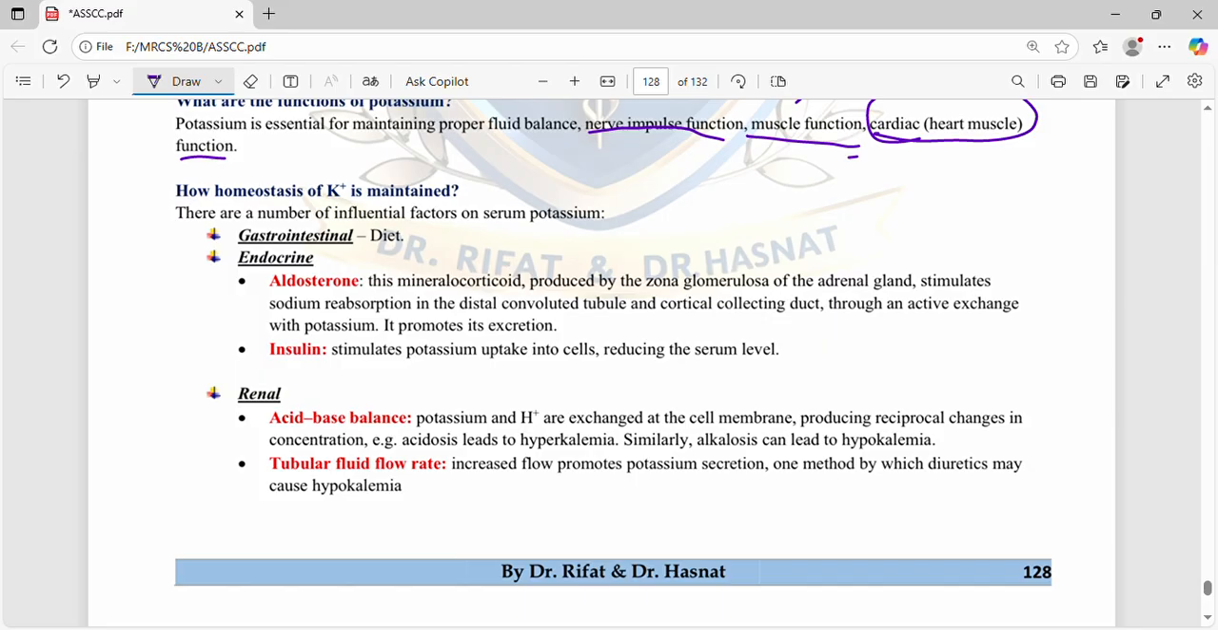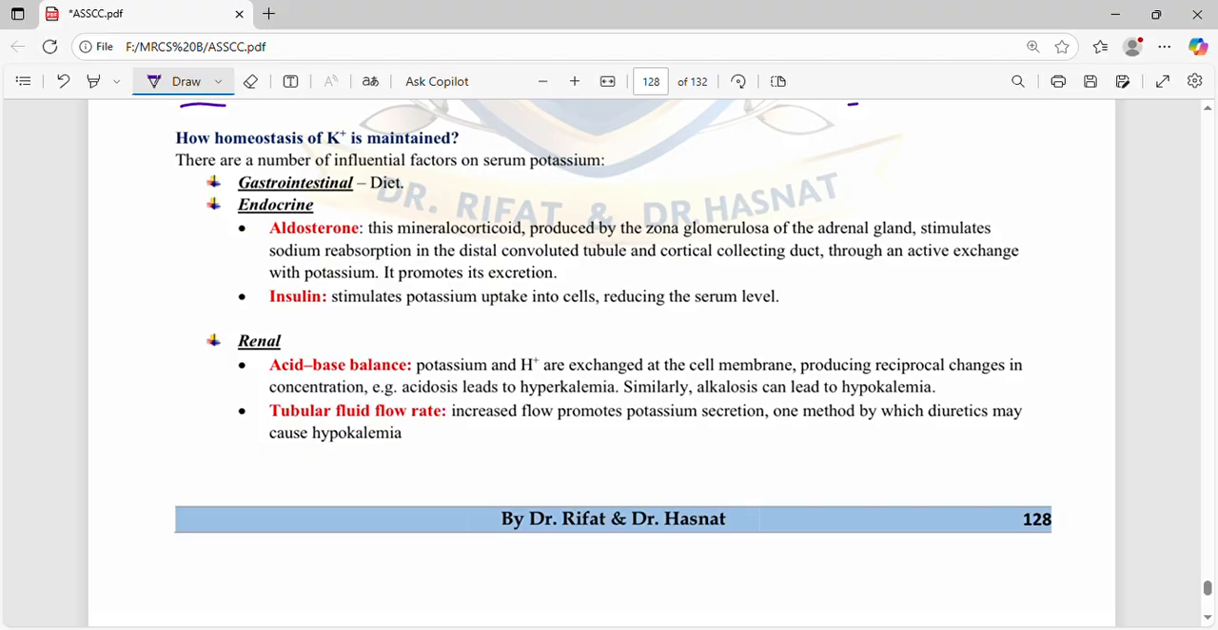There are a number of influential factors on serum potassium. Gastrointestinal: diet can also, like the Tetra Pak juices and bananas, they have a lot of potassium. So in CKD patients you have to be very careful. Endocrine: aldosterone, this mineralocorticoid produced by the zona glomerulosa of the adrenal gland, stimulates sodium reabsorption in the distal convoluted tubules and cortical collecting ducts through an active exchange with the potassium. So it promotes its excretion.